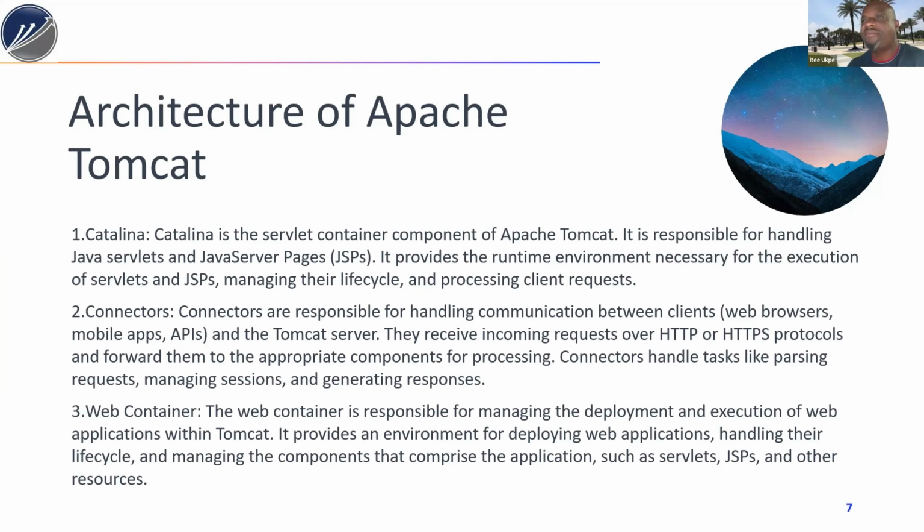Connectors. Connectors are responsible for handling communication between the clients, right? So between your client, which is your web server, and the API, which is the Tomcat API, what helps with that communication is called a connector. They receive incoming requests over the HTTP or HTTPS protocol and forward them to the appropriate components for processing.